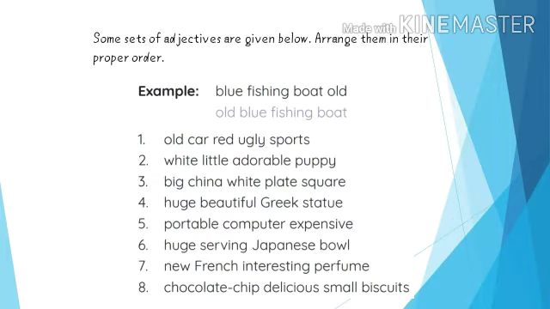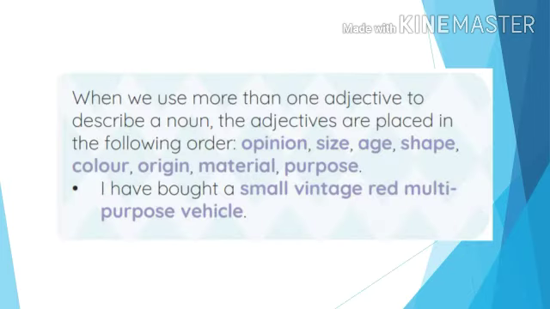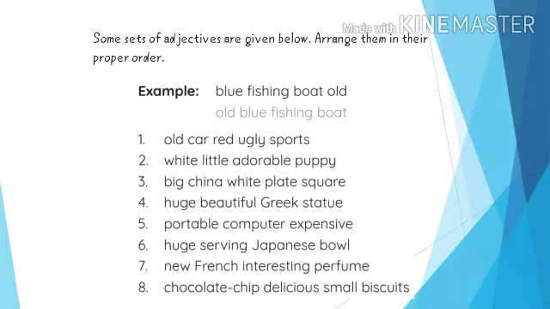Likewise, you have certain words here. Some sets of adjectives are given below, arrange them in their proper order. That is for us to do. The adjectives given are blue, fishing, boat, old. As per the order, we have to arrange them. Blue is a color, fishing is a purpose, boat is a material, and old is age.